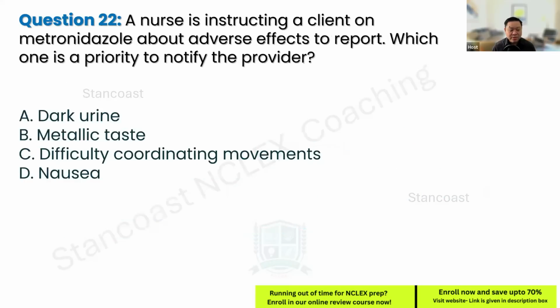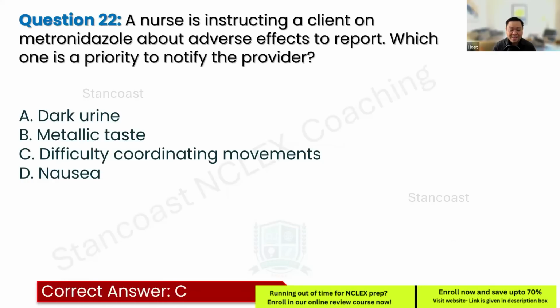Next item, number 22. A nurse is instructing a client on metronidazole about adverse effects to report. Which one is a priority to notify the provider? A. Dark urine. B. Metallic taste. C. Difficulty coordinating movements. D. Nausea. The answer here is letter C.